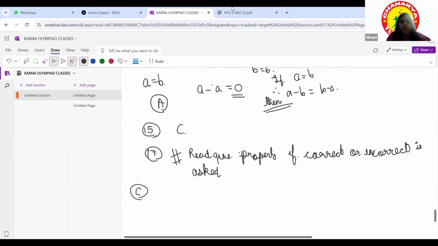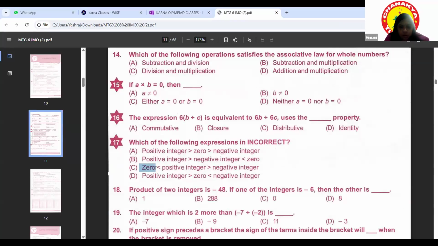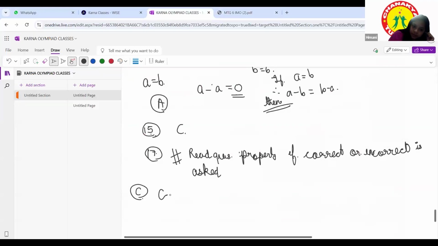How is C wrong? Okay. Zero, positive integer, negative integer. Understood. That's not positive integer and negative. Positive integer is greater than 0, okay? Yes, ma'am, and is also greater than a negative integer. And 0 is also greater than a negative integer. So, say C is correct. Then why did you give the answer C? Answer is not C.